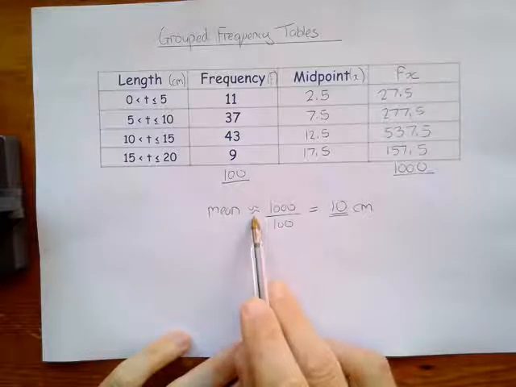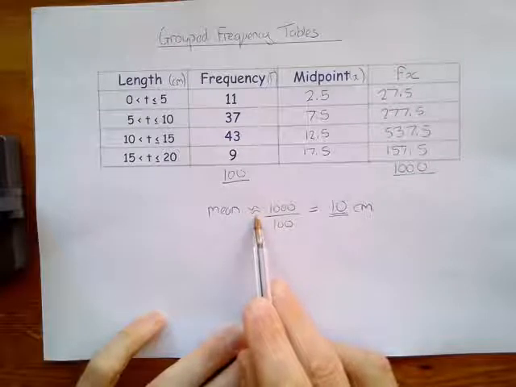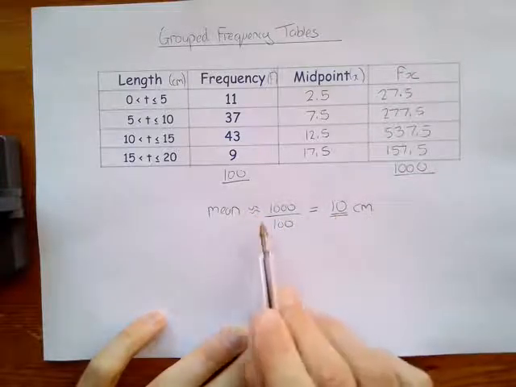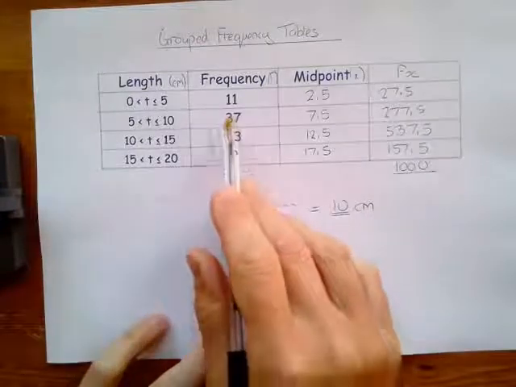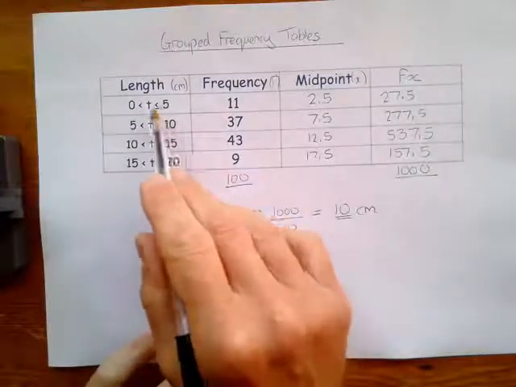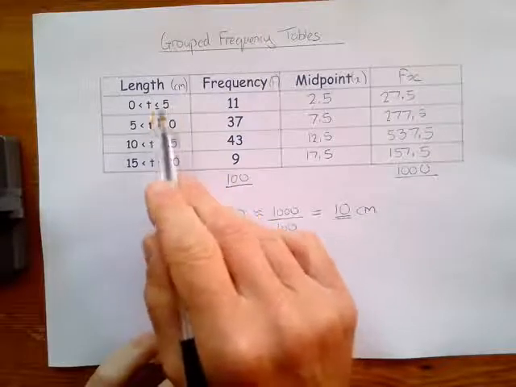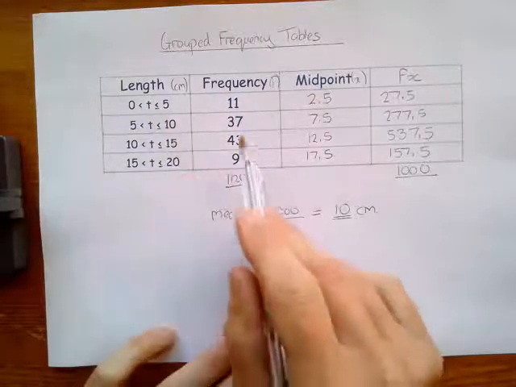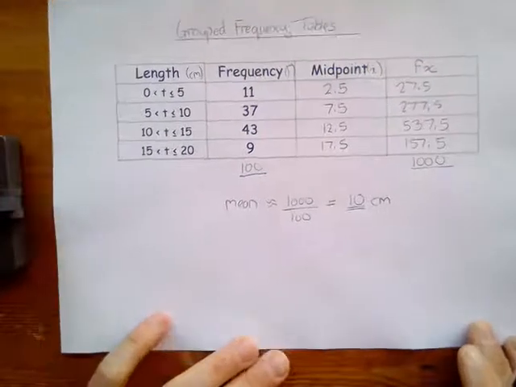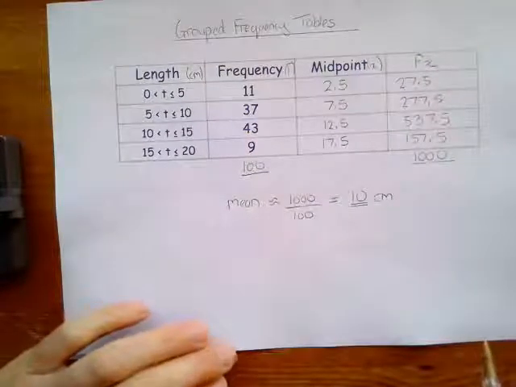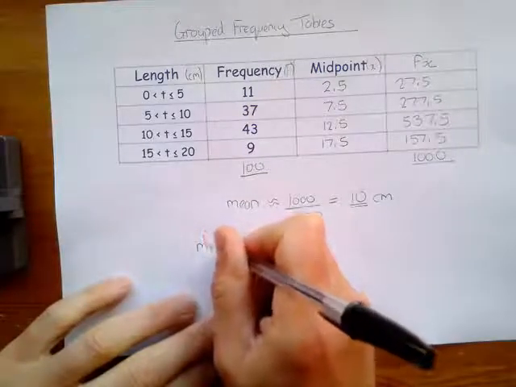However, notice I used this funny wiggly sign here. That means it's approximately equal to 10 centimetres. And the reason that I've used an approximate sign there is because of what I said earlier about how I don't actually know the individual length of my 11 worms in here. I just know that they're all between 0 and 5 individually. So it's an estimate because I've made the assumption that they are all 2.5 centimetres long. Okay, so watch out for that. Next thing I need to do is to work out which group contains the median group.